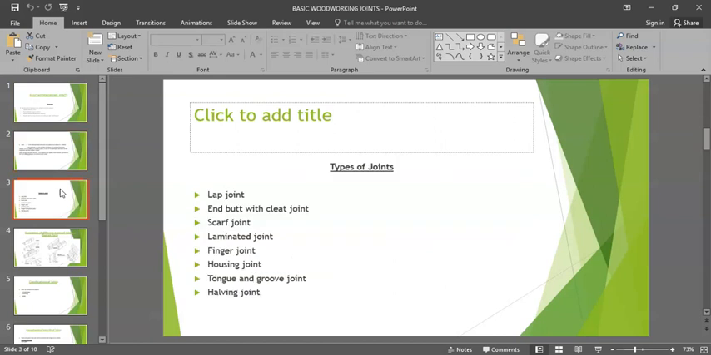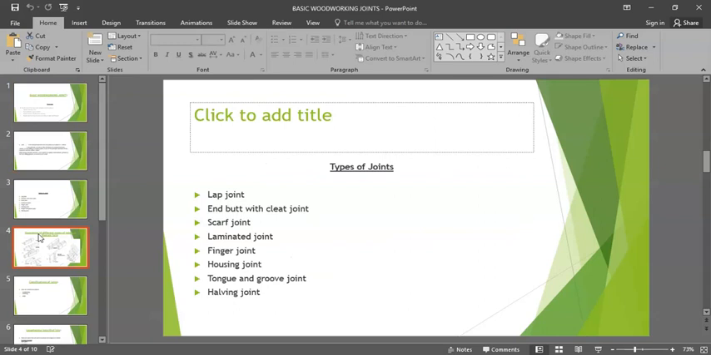Then types of joints. We have lap joint, end butt with cleat joint, scarf joint, laminated joint, finger joint, housing joint, tongue and groove joint, and then the last, halving joint.